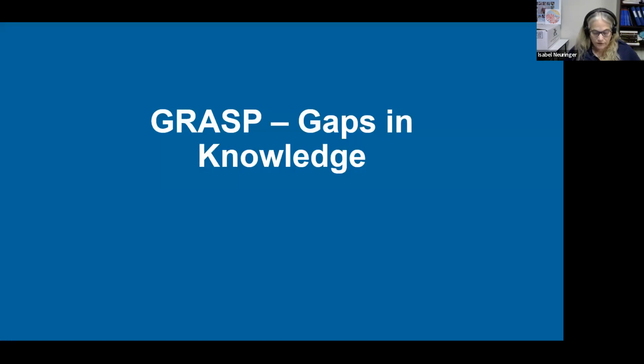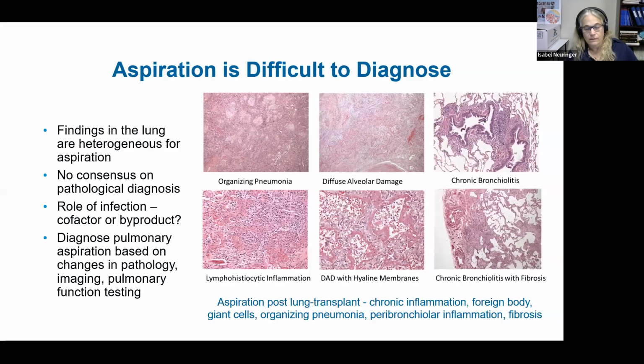So this part of the introduction leads us to gaps in our knowledge and areas for further investigation. One of the first gaps in our knowledge is that aspiration is indeed difficult to diagnose. Findings in the lung are heterogeneous for aspiration. These slides show some of the different histopathological forms of aspiration, ranging from filling of the air spaces, like in a pneumonia, to inflammation just around the airway, bronchiolitis, so airway inflammation, as well as filling in of the air spaces with inflammatory cells. There's no consensus on the pathological diagnosis for aspiration, but it does include all these forms.